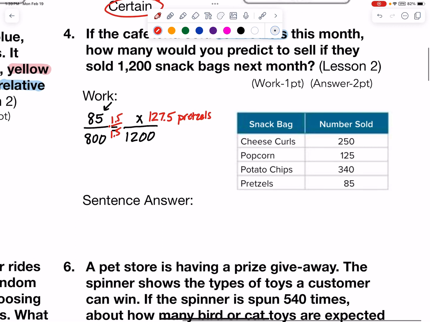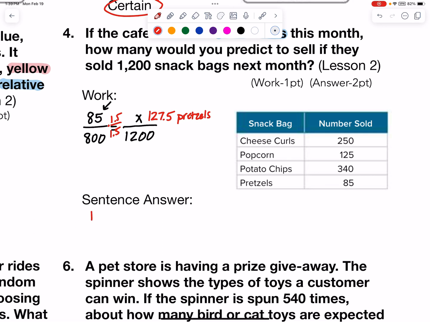Okay. So I would predict to sell 128 pretzels. Okay. All right, and there you go.